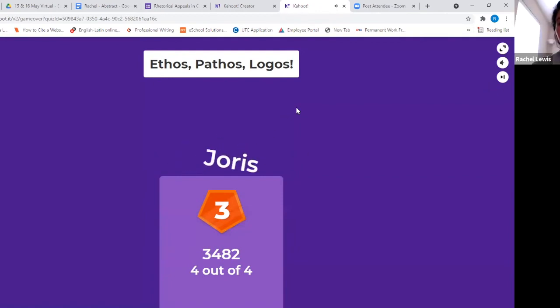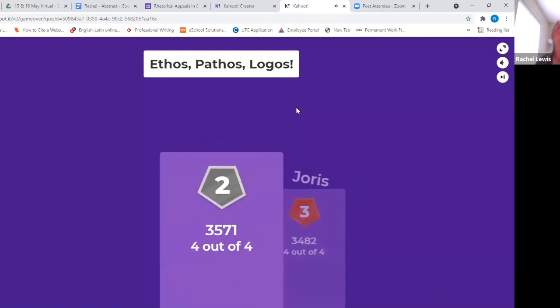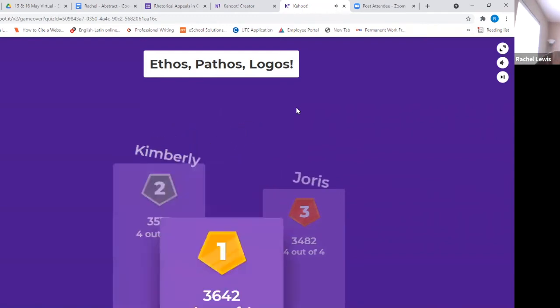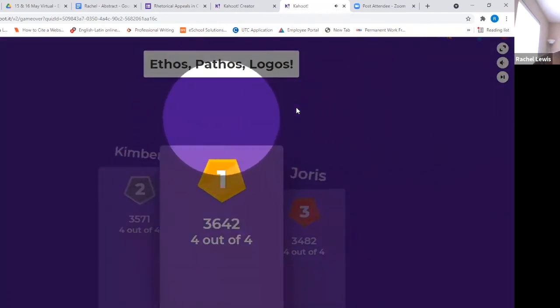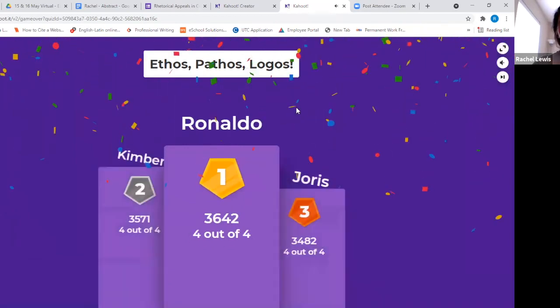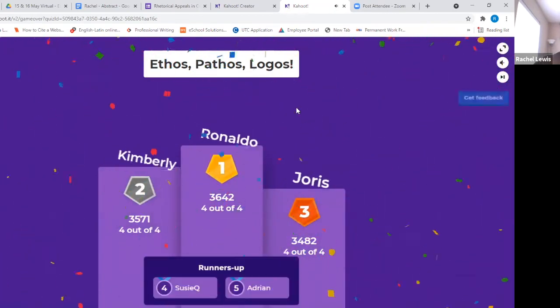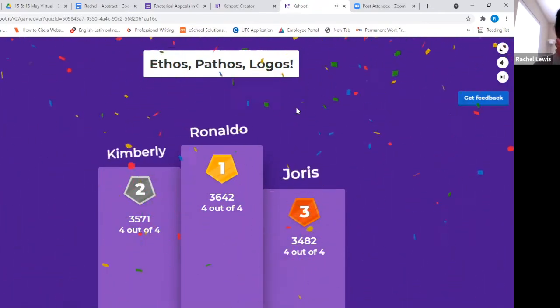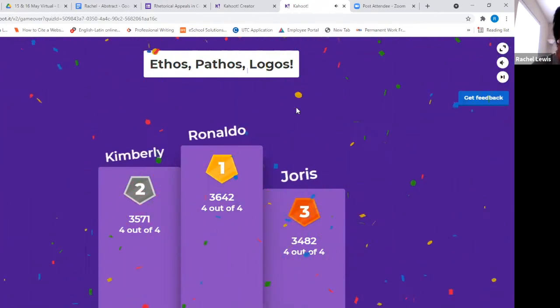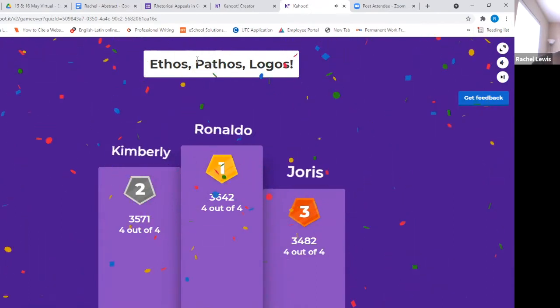So whenever the students submit their quiz, which we would probably be doing as a group together, Kahoot does this little thing where it has the winner. And if we were in a classroom situation, I would probably have little prizes. Or if we were in an online format, we might do a little extra credit assignment or something like that.